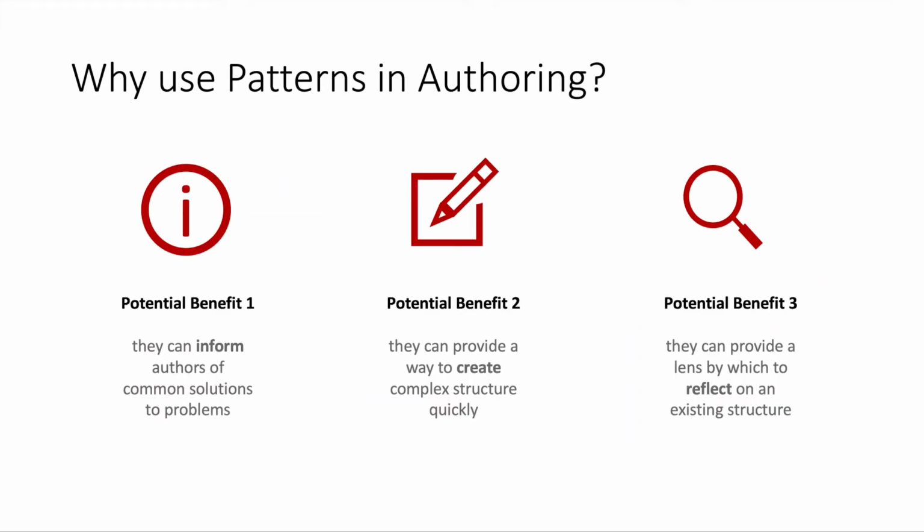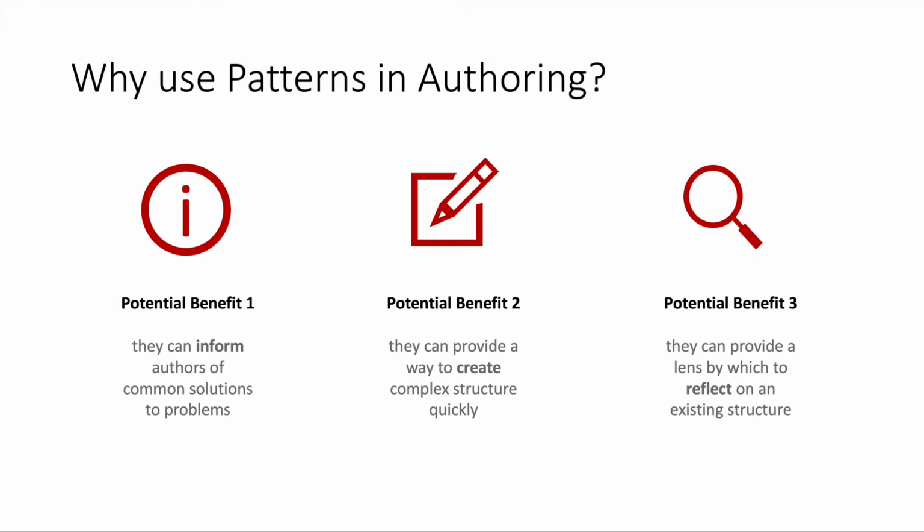So why would we use patterns in authoring? And in particular, I'm thinking about high-level patterns, so the meso and macro patterns. Now, what are the advantages? Within the paper, I outlined three potential benefits. The first one is that patterns can inform authors of common solutions to problems. So, for example, the split join being a way to manage agency and manage the kind of explosion of content that creates. The second benefit is it might provide a way to create complex structure more quickly.